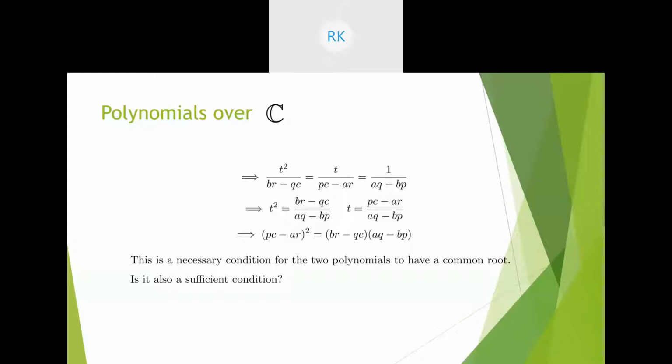So now if I substitute, forget about t, let us substitute t naught equal to PC minus AR by AQ minus BP. I am writing in the chat, please follow. T naught equal to PC minus AR by AQ minus BP. And what do you get? You get two things, right? T naught is given like that, and then you have BR minus QC by AQ minus BP will be equal to t naught square, right?